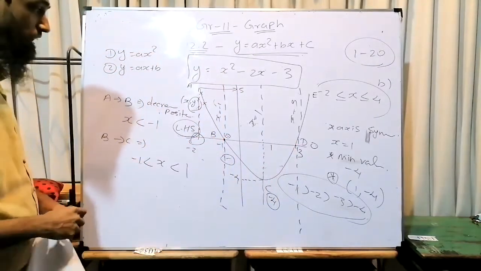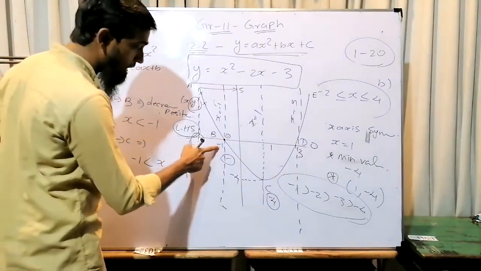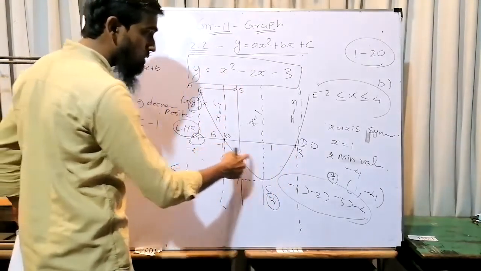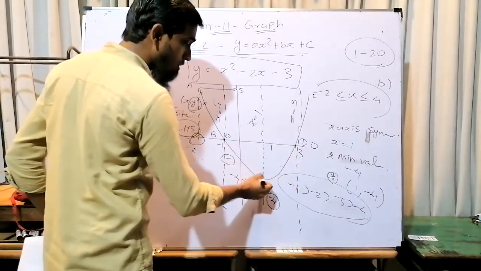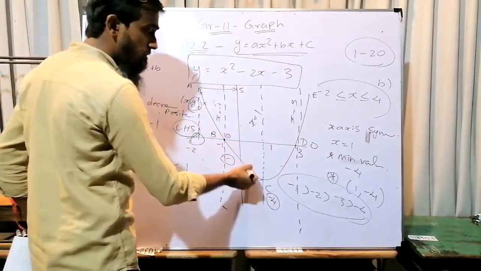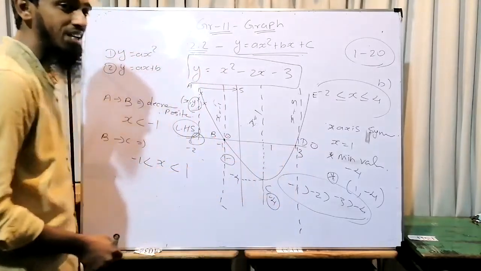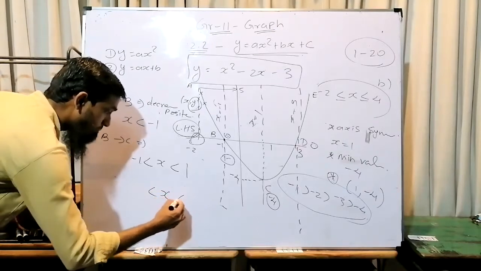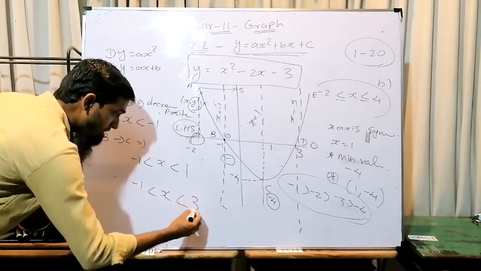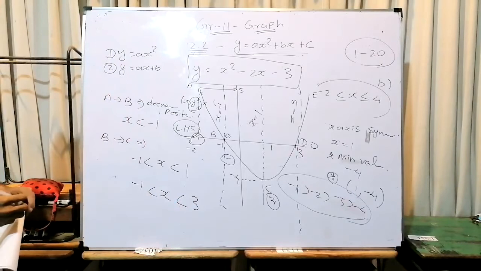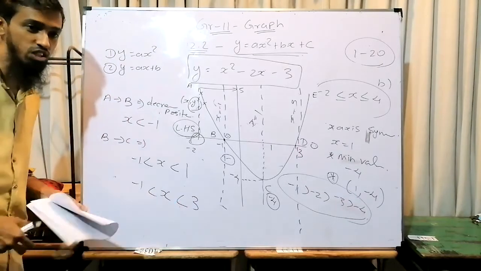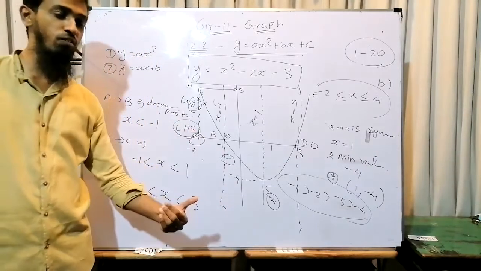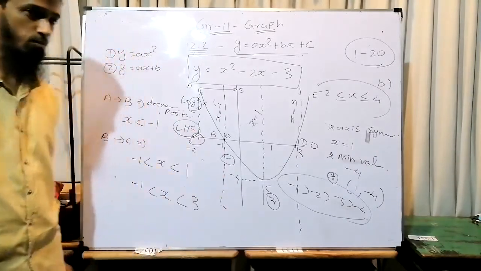So what is the range of values of x? It starts from minus 1 and ends with 3. So in between minus 1 and 3, there is a portion of the graph where the values of y are negative. So where the graph is negative, the range is in between minus 1 and 3. Now, in which range of values of x is the graph positive?